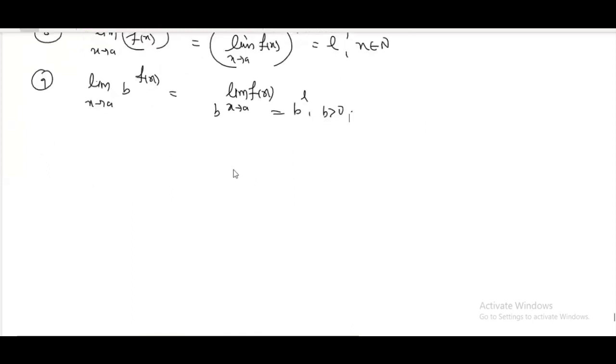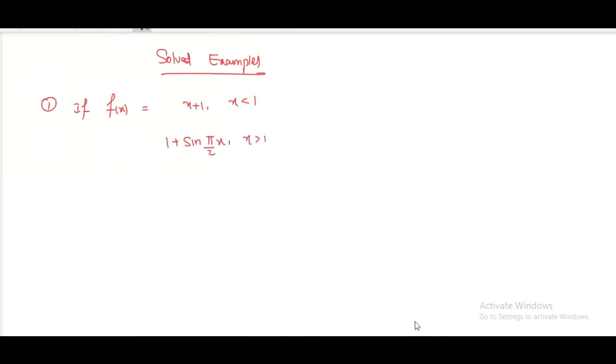Problem number 1. Based on the algebra of limits and on LHL and RHL, the left hand limit and right hand limit, let's see solved examples. Question number 1: if f of x is equal to x plus 1, where x is less than 1, and 1 plus sine pi by 2 x for x greater than 1, then check the existence of limit.